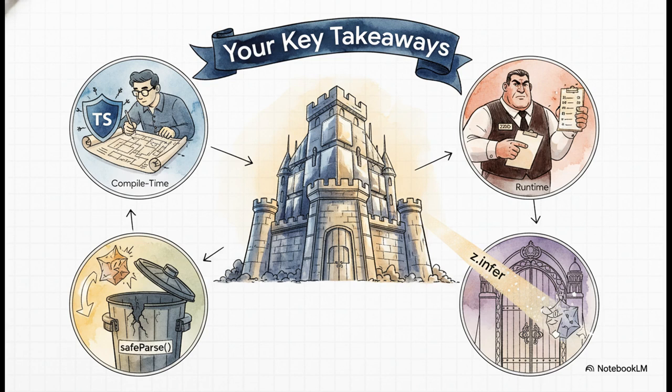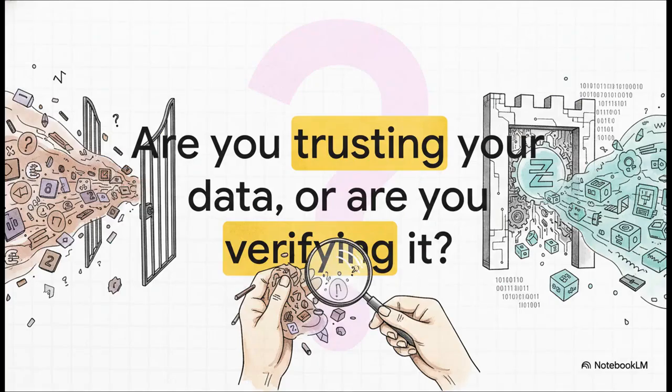That's runtime. You use z.infer to create that single source of truth, and you use .safeParse at your app's borders to handle anything the world throws at you without crashing. Put them together, and you get a truly robust, bulletproof application. So I'll just leave you with this one question to think about the next time you're coding. Are you just trusting the data that comes into your application, or are you actually verifying it?